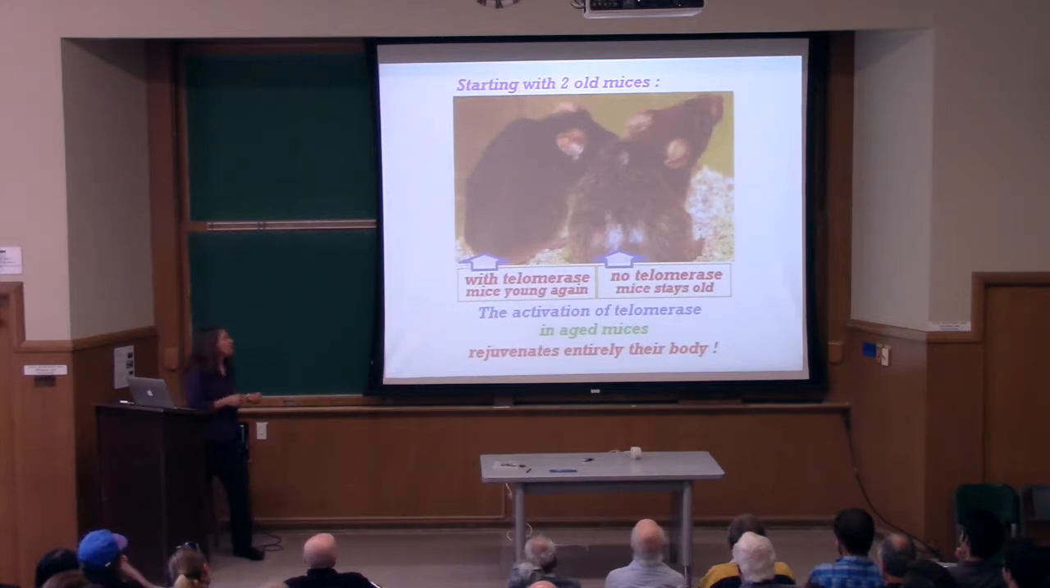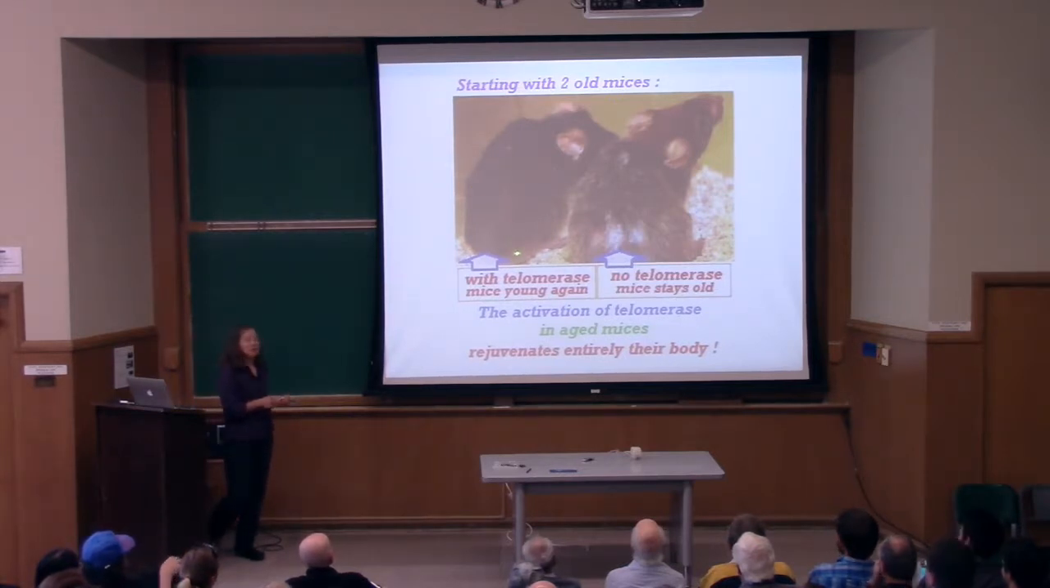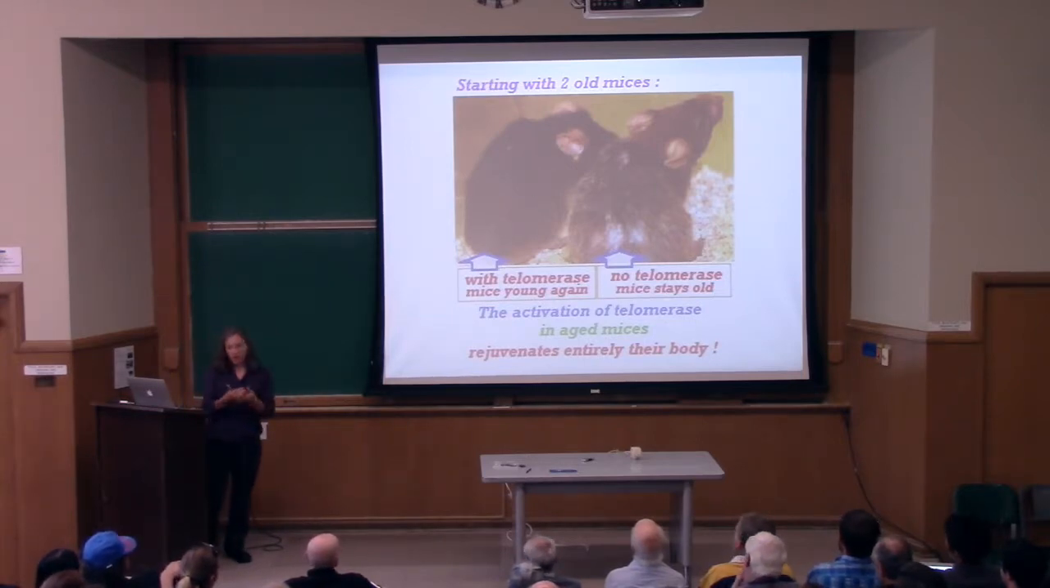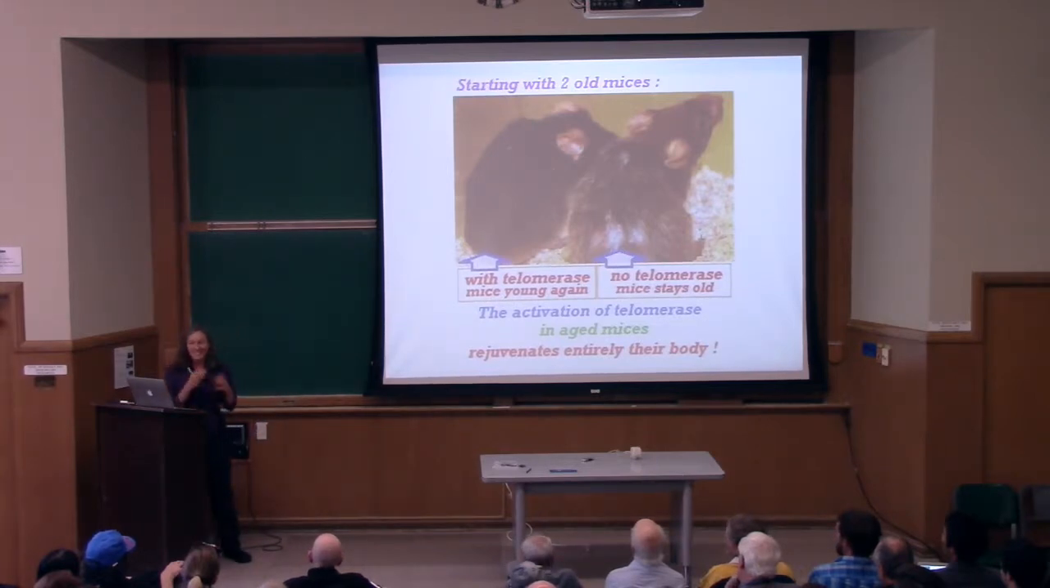And if you put telomerase back into that mouse's sibling, now look, with telomerase, the mice are young again. The activation of telomerase in aged mice rejuvenates the entire body. Now this is somewhat true. But again, this mouse, like the humans that I talked about with dyskeratosis congenita, they were sensitized by gene disruptions in telomerase. Now out there in the population, there is a great variation in how much telomerase you might have.